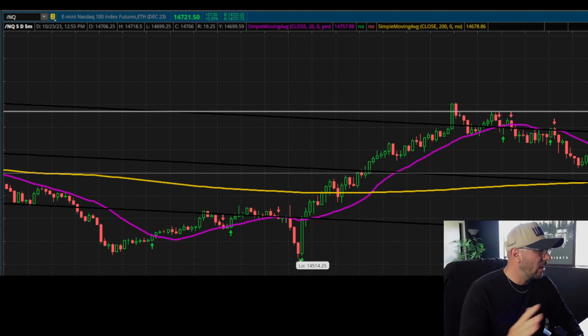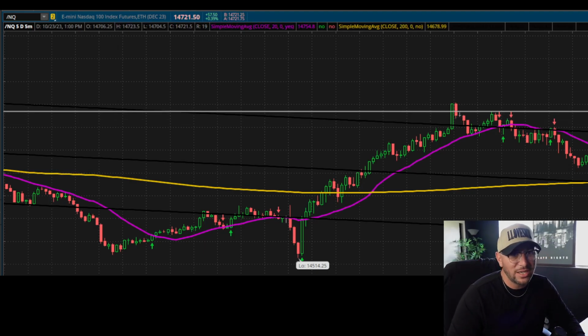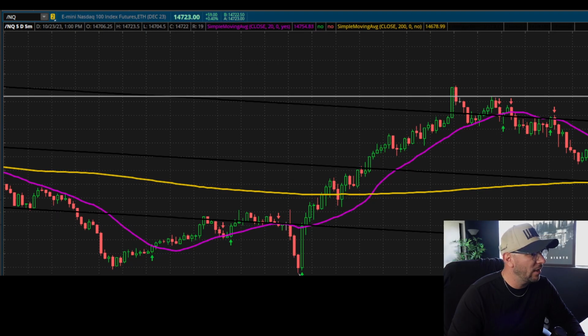Again, I got a little bit off on a tangent here. I just wanted to show you guys how I use this NQ scalping strategy and how you can potentially use it to your benefit.